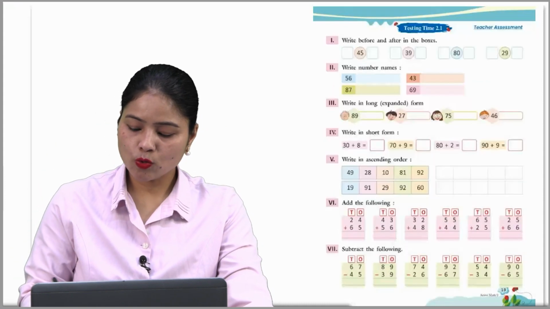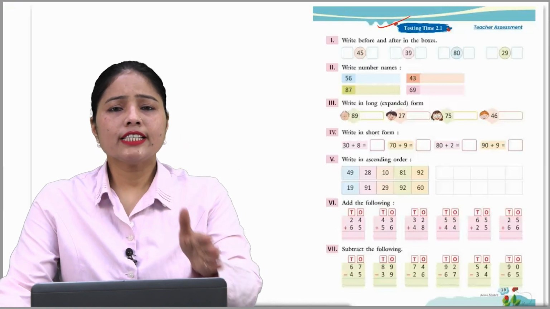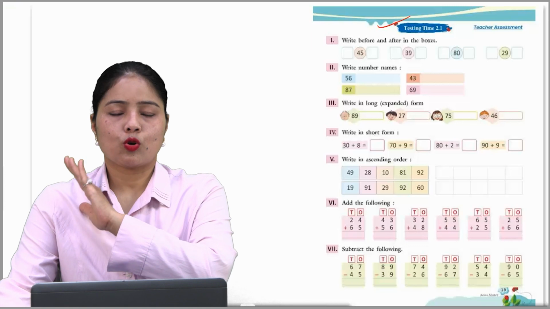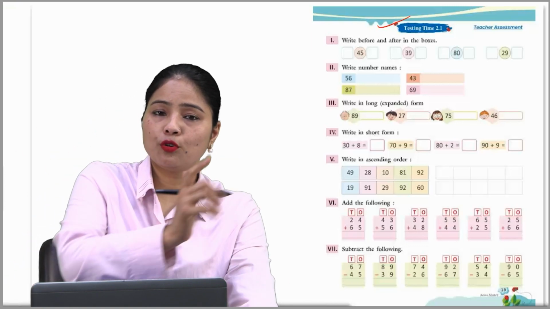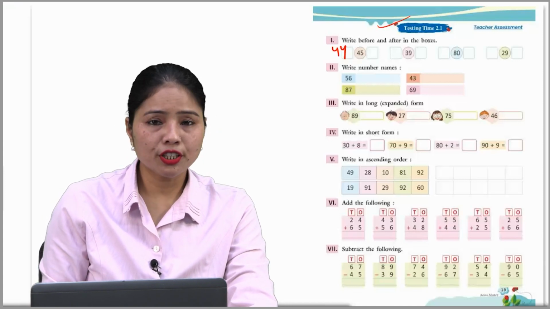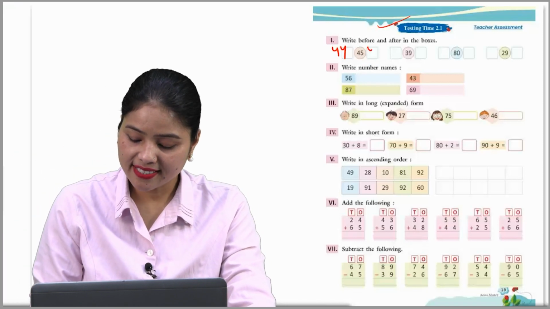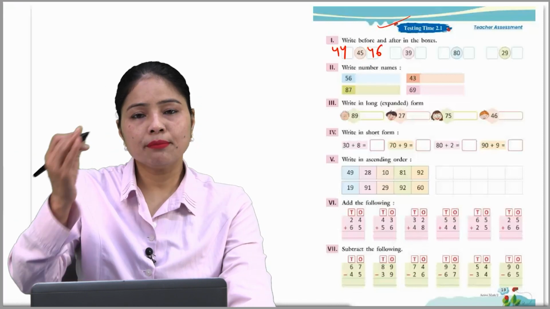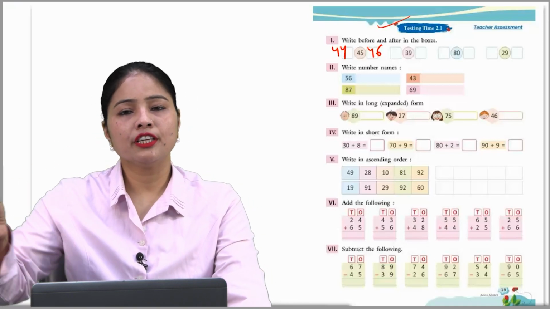So now move on to the next one, which is Testing Time 2.1. Write before and after in the boxes. So the first one given is 45. So 45 से just before आता है 44 and 45 के just after 46. Similarly, 39 से पहले और 39 के बाद में क्या आता है? You have to fill in the other one yourself, beta.